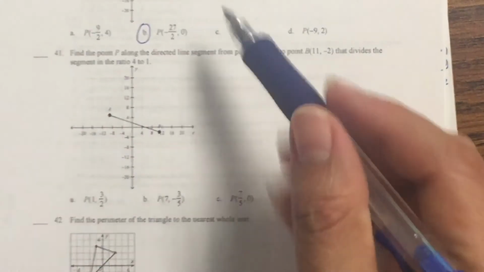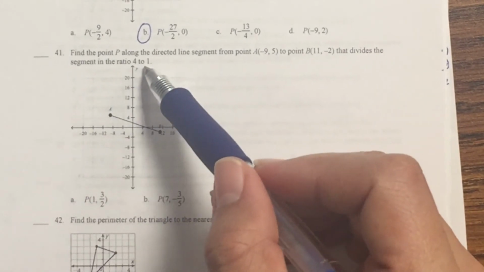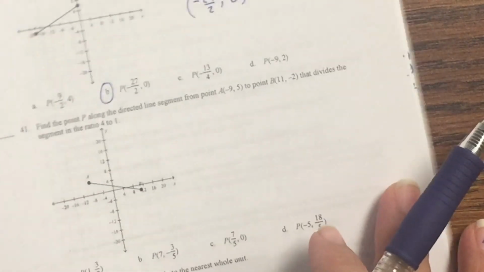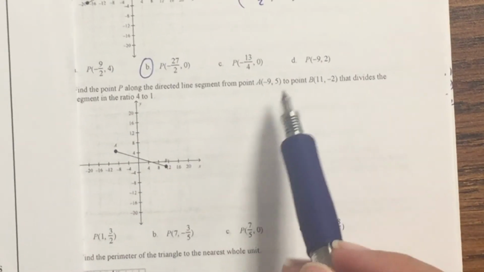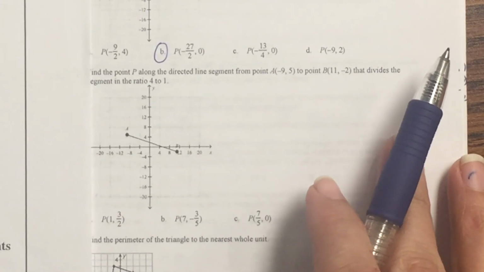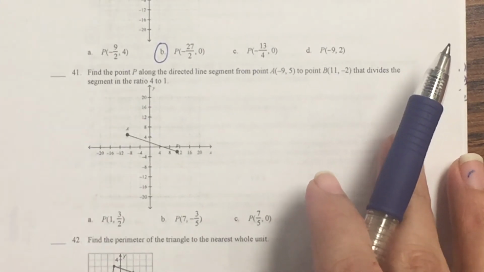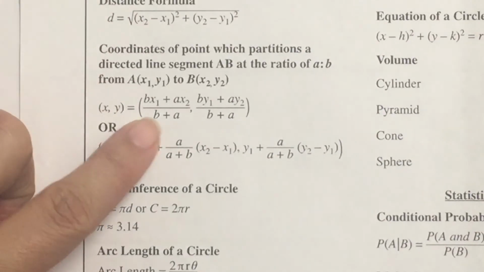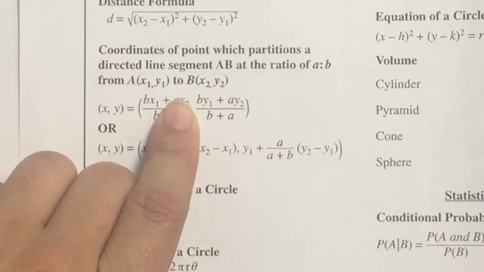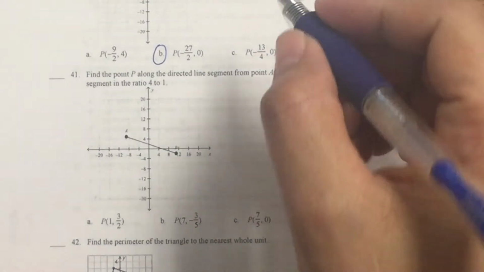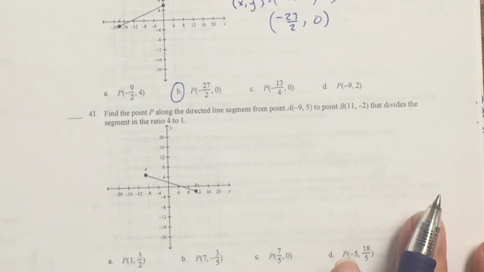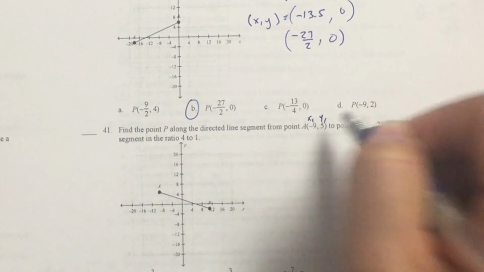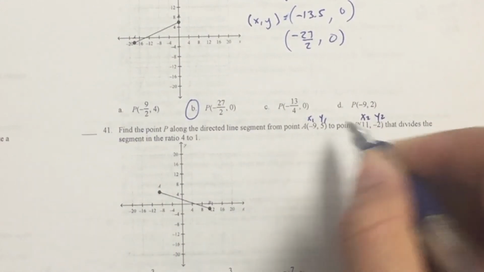All right. Segment ratio 4 to 1. Man, this is actually really easy because once you label it, you just put it into the formula. So once again, there's a formula. It's a ratio. A is x1, y1. B is x2, y2. The order has to be the same.